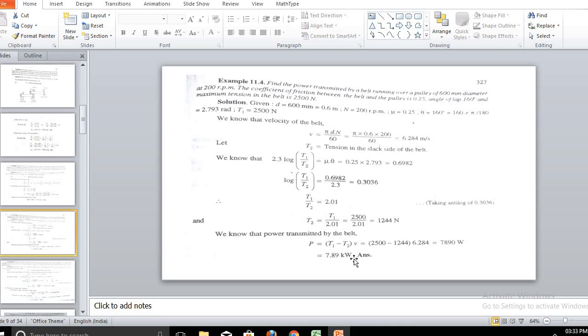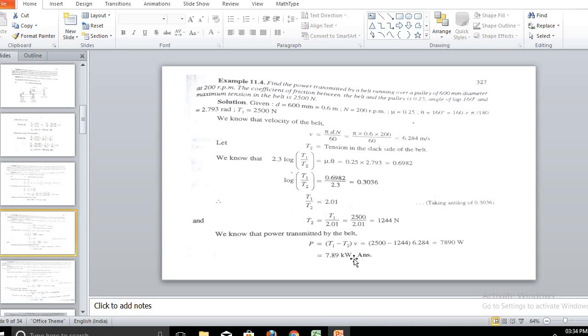This example is given. Find the power transmitted by the belt running over the pulley of 600 mm diameter at 200 rpm. The coefficient of friction between the belt and pulley is given as 0.25, the angle of lap is 160 degree, and the maximum tension in the belt is 2500 Newton. So they asked to find out the power transmitted by the belt.